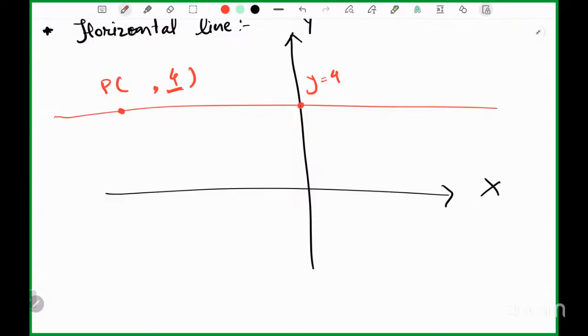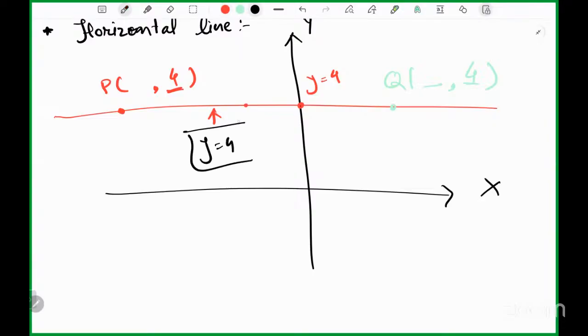Now suppose I have another point Q over here. What will be the y coordinate of this point Q? It will also be 4, right? So what is common in these points is that no matter what point you take on this particular line, the y coordinate will be 4 only. Now if you take another point which does not have y coordinate 4, does that point lie on this line? No, right. So the only condition for points lying on this line is that their y coordinate should be equal to 4. So I can say that this is a horizontal line with equation y equals 4.